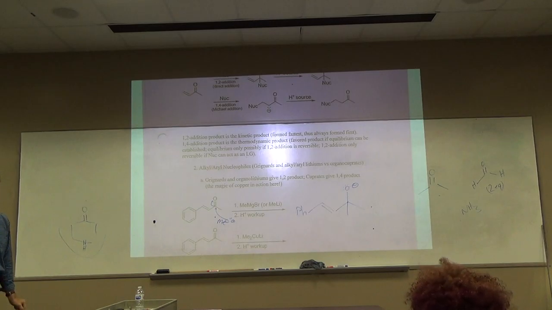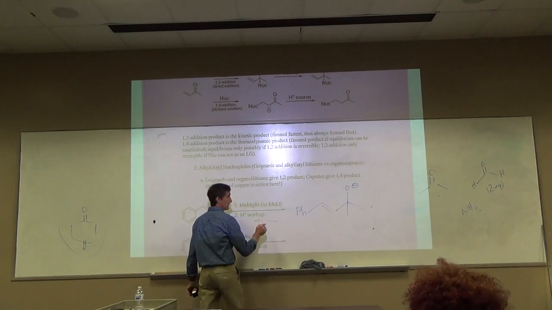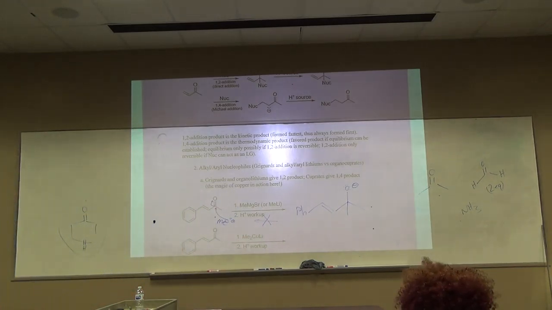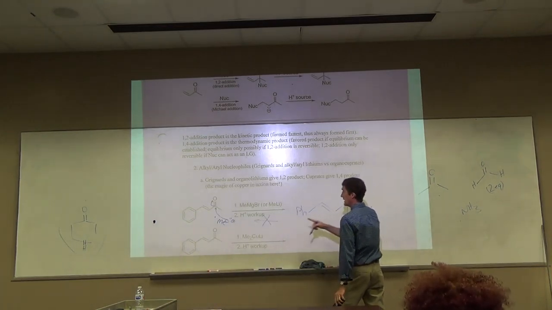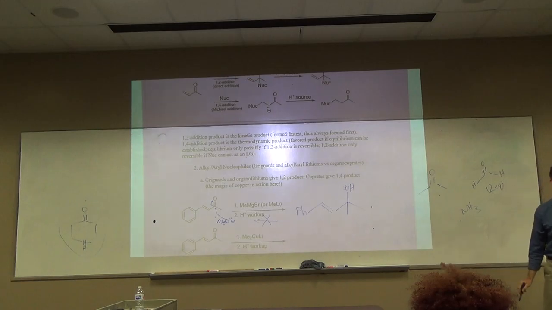What can happen next? Nothing. There's no leaving group. Is this reversible? Can this come back down and kick the methyl back off? No, we talked about reversible and non-reversible reactions. So it's not going to be able to reach an equilibrium with the other 1,4 addition. 1,2 addition is fastest. It always is formed first. This formed first, it can't reverse. You're not going to get 1,4. All you can do is put on a proton, H plus workup. There you go. There's your product from a direct addition by the Grignard. We just ignored the alkene.